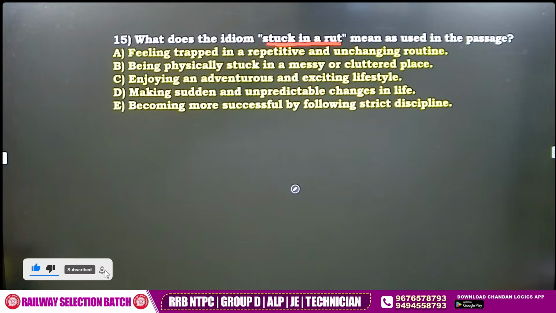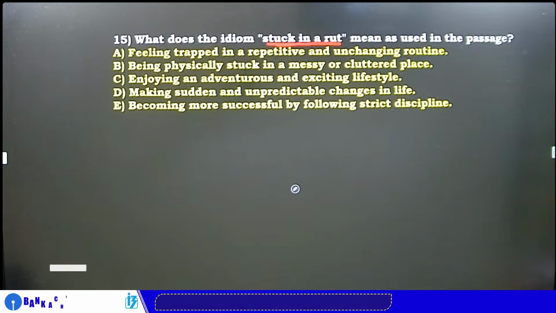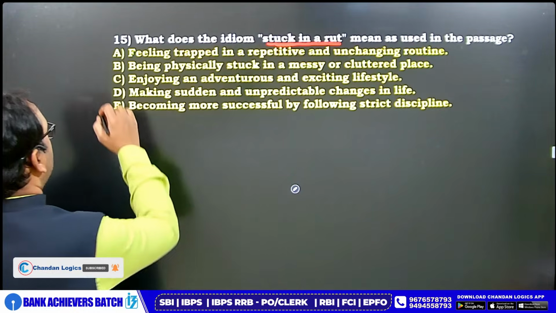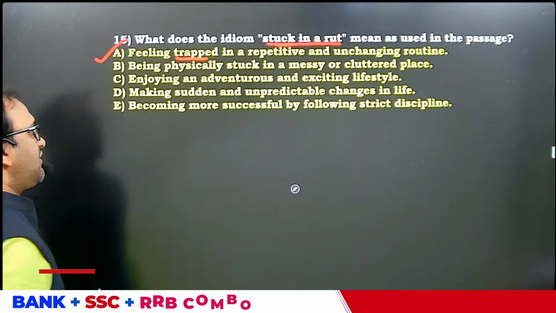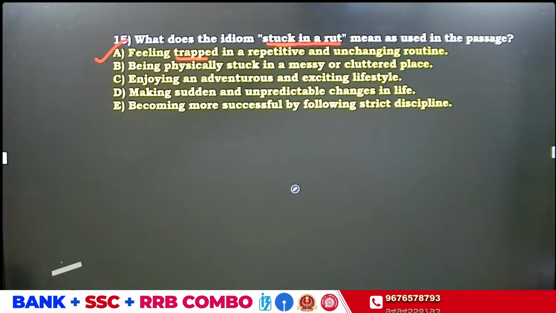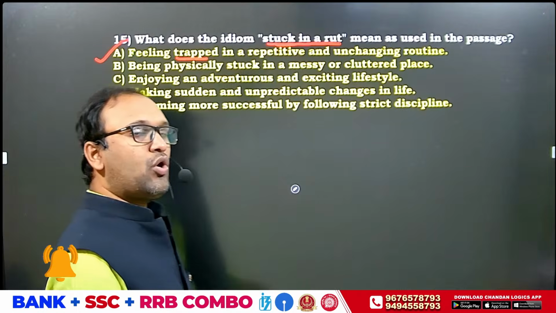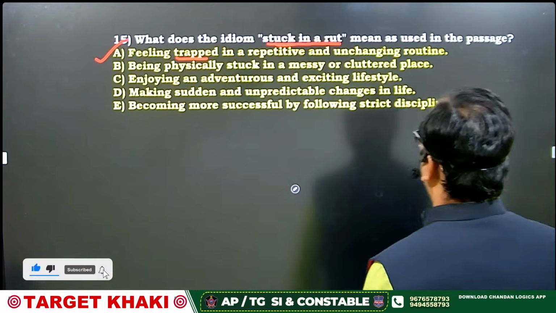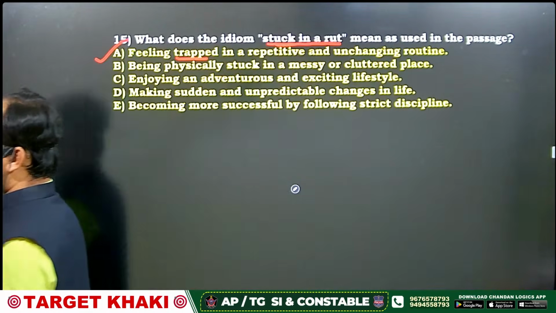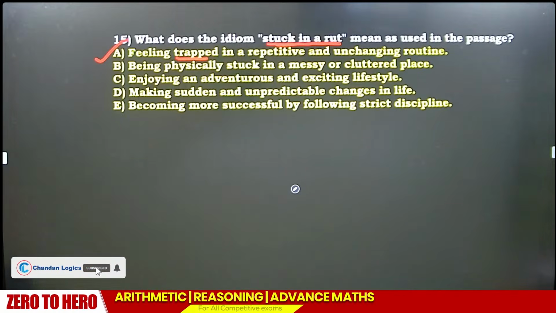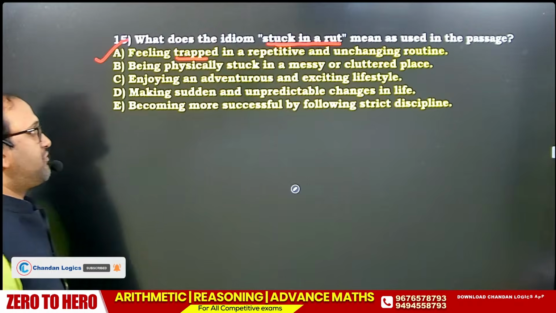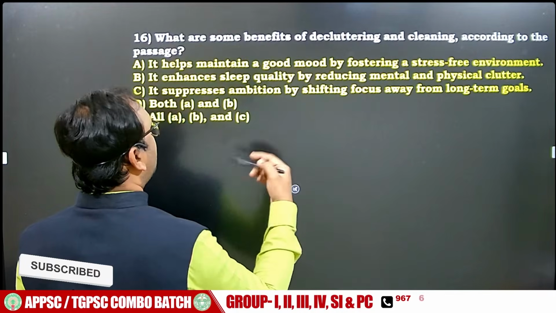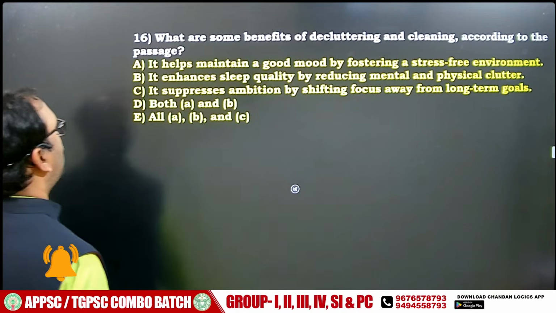What is the meaning of the idiom stuck in a rut? Very easy to guess. Stuck in a rut. See? Feeling trapped in a repetitive and unchanging routine. I don't want any career where I get stuck in a rut. I don't want any kind of job where I feel trapped in a monotonous routine. So some people say, no, I want to quit this job because I feel I'm stuck in a rut. So stuck in a rut means in a very difficult situation where you are stuck and you are not happy.